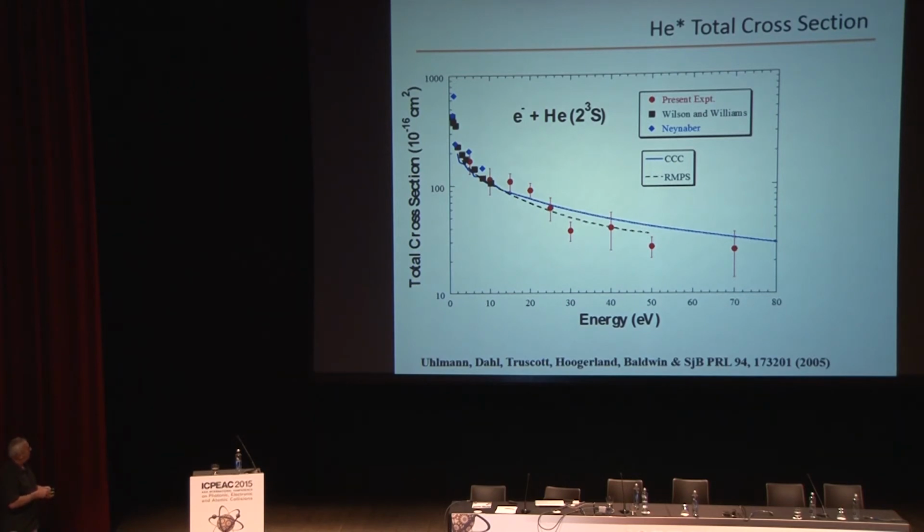Just to point out, this is a cross-section that surges up at low energies, and at 2 eV, the cross-section for scattering from the metastable state is about a factor of 100 larger than the ground state. And it's still 30 times larger out at 20 electron volts. So these cross-sections are extremely large and extremely important.